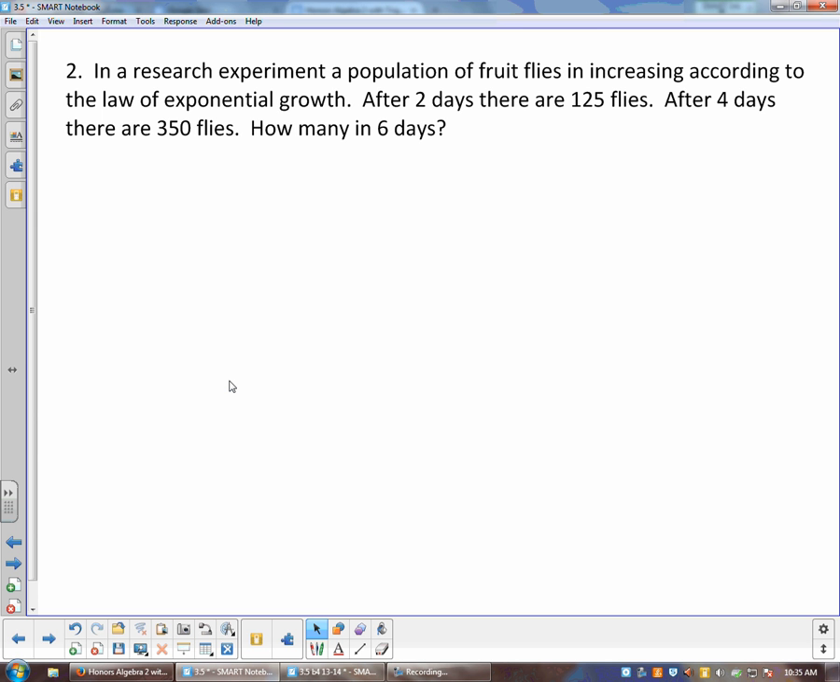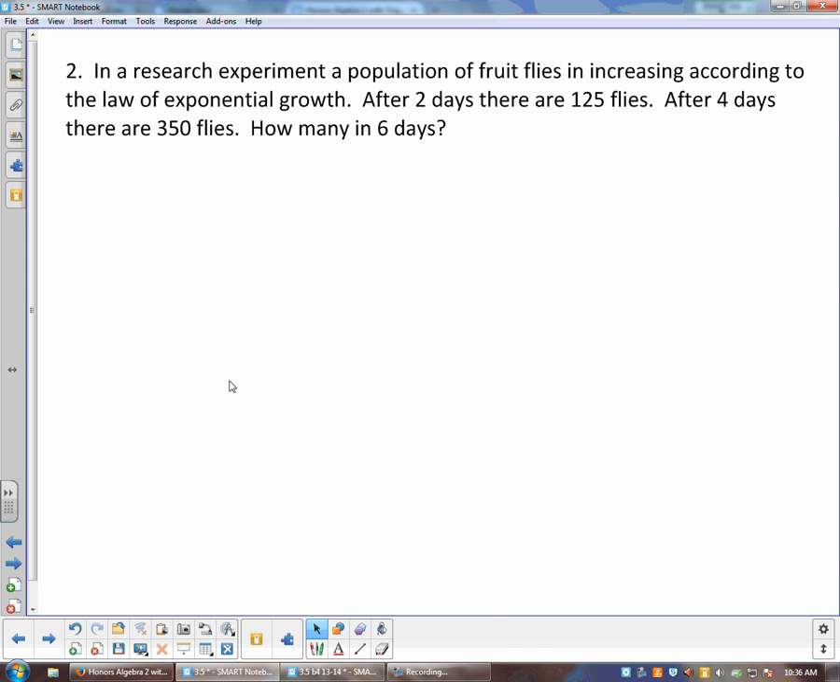All right, so in a research experiment, a population of fruit flies is increasing according to the law of exponential growth. After 2 days, there are 125 flies. After 4 days, there are 350 flies. So how many will there be in 6 days?